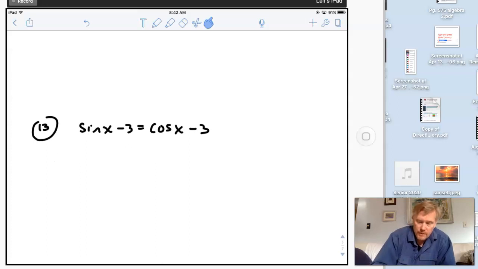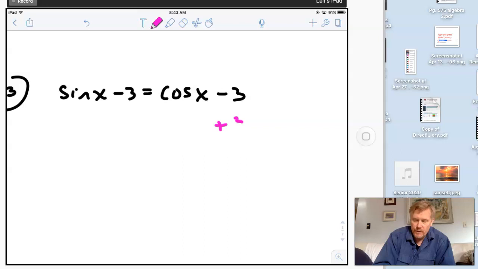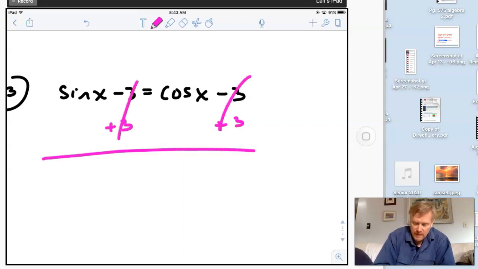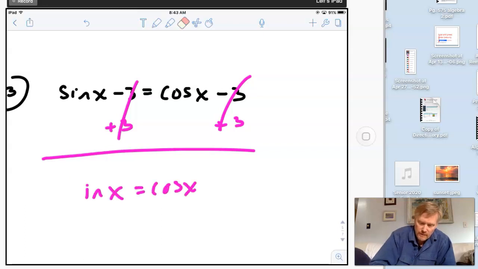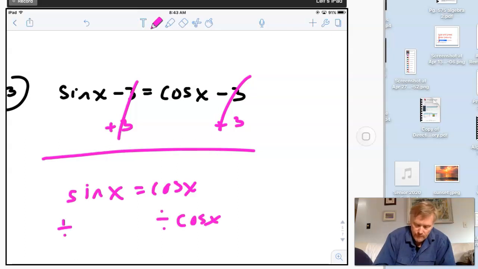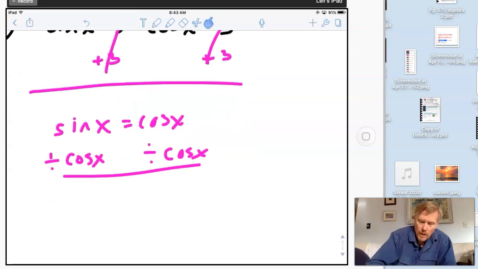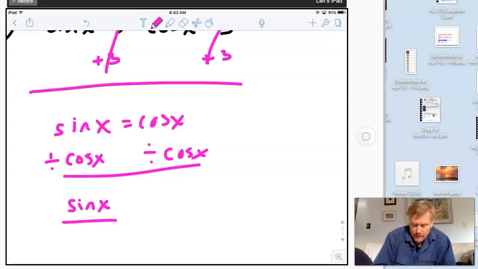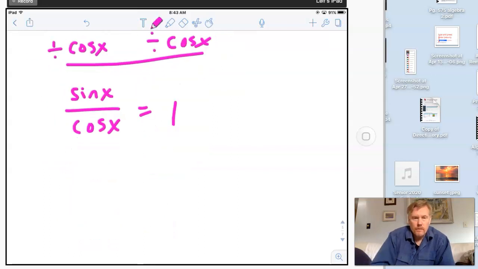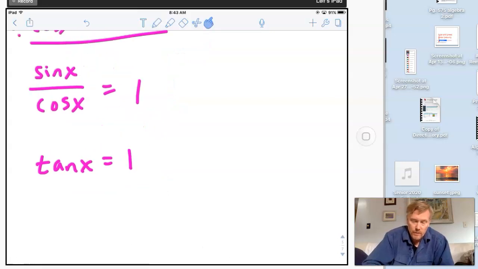Next one. This one's kind of interesting. I'm going to start by adding 3 to both sides because I can get those to cancel out. So now I got the sine of x equals the cosine of x. I'm going to bring everything to one side, so I'm going to divide by the cosine. You're probably asking why. Now that I've put sine of x over cosine of x, cosine divided by cosine is 1, right? Hopefully you've learned by now that sine over cosine is the same as the tangent of x.